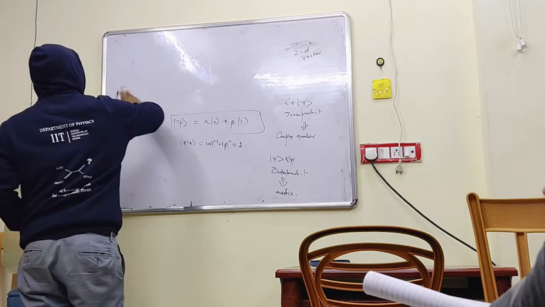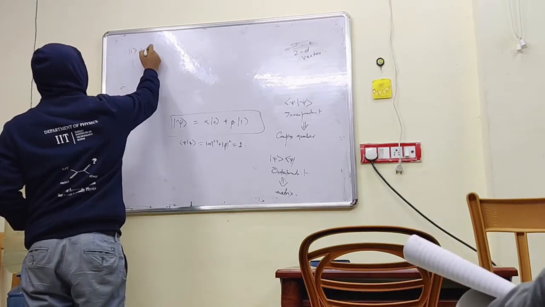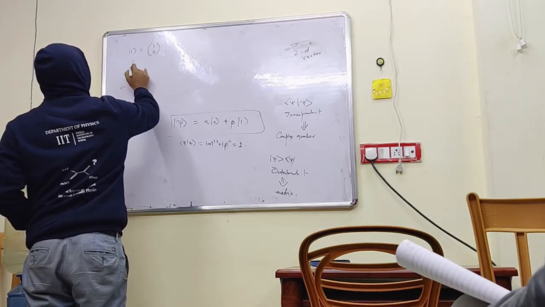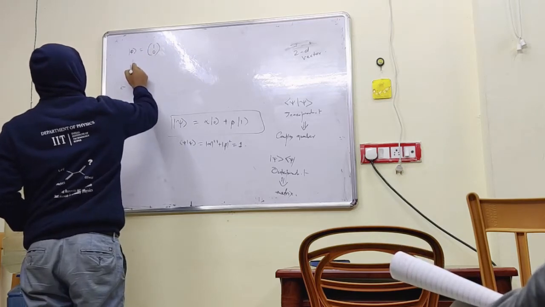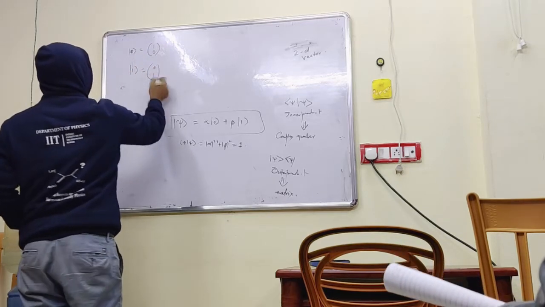So, as I mentioned, 0 is [1 0] and 1 is [0 1].